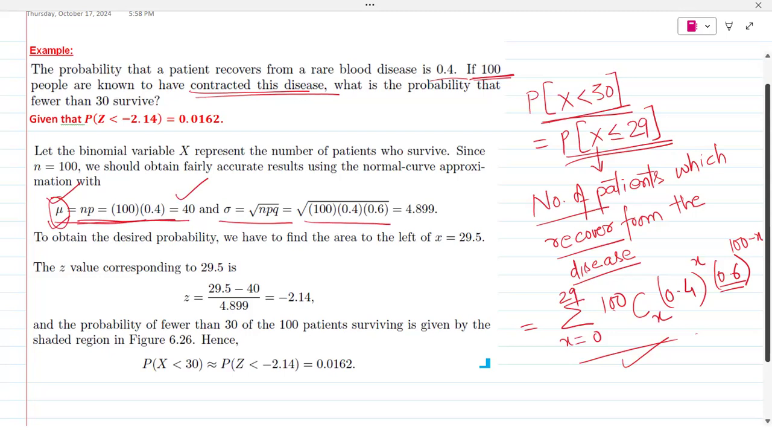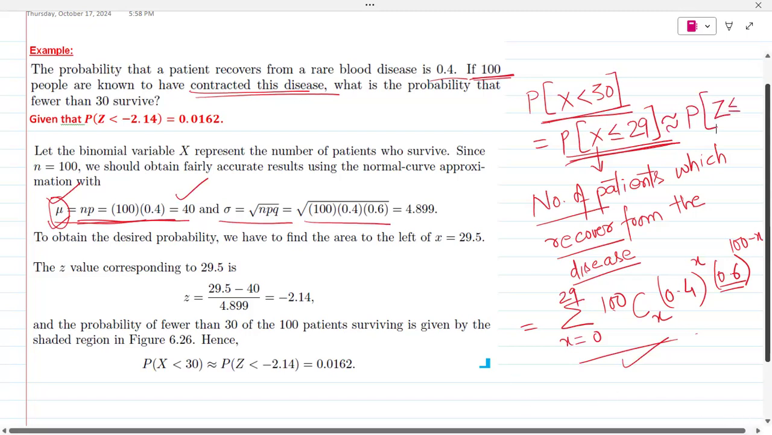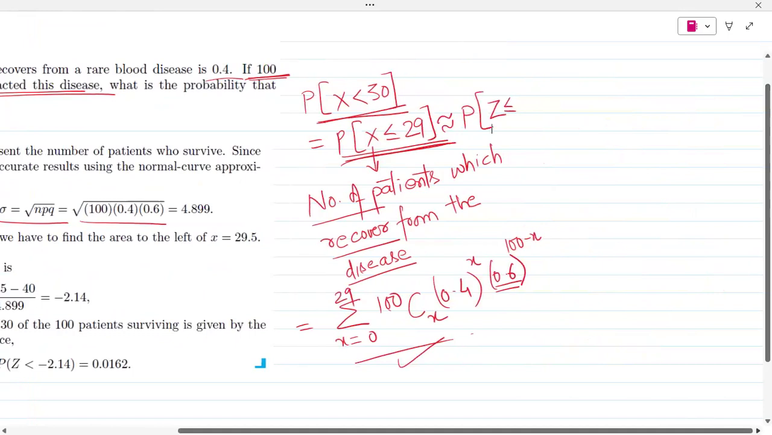So in order to find this probability, if I have to convert this approximation into the normal, it will be z less than or equal to 29.5. This is a bit important, where there is a chance of committing an error: someone may take it as 28.5. That will be wrong. Please mind.